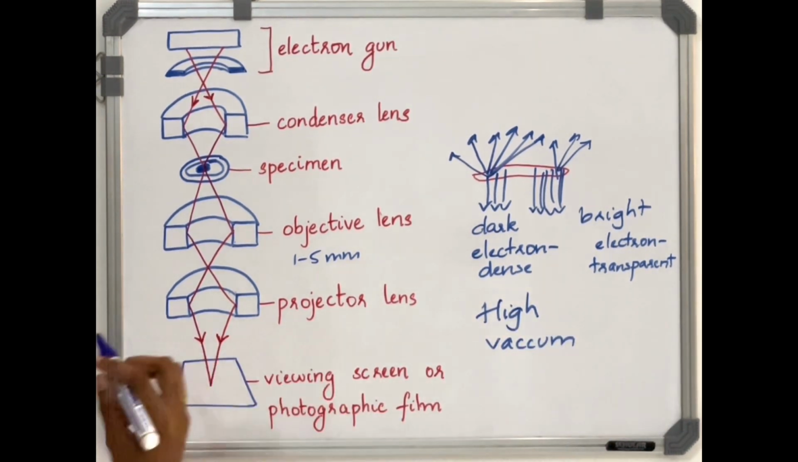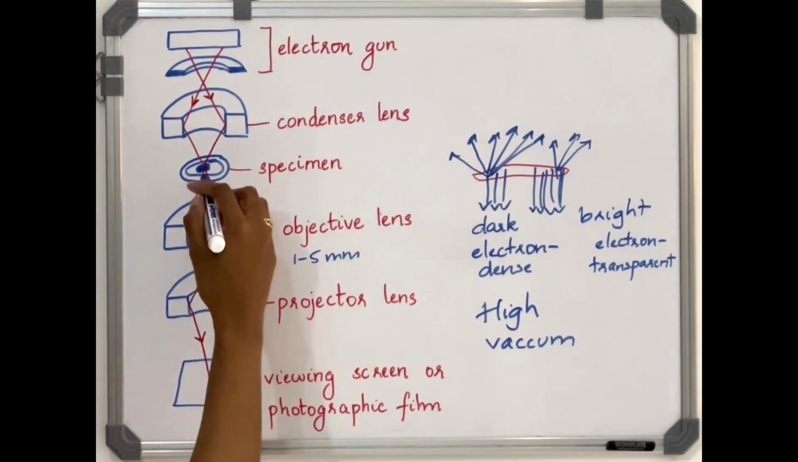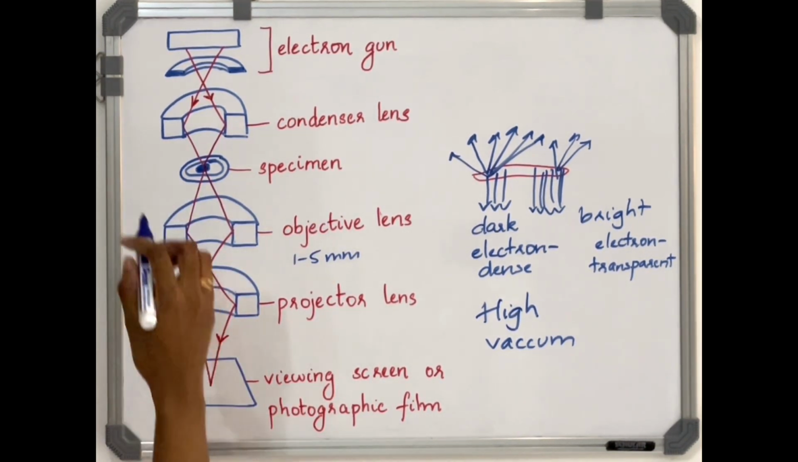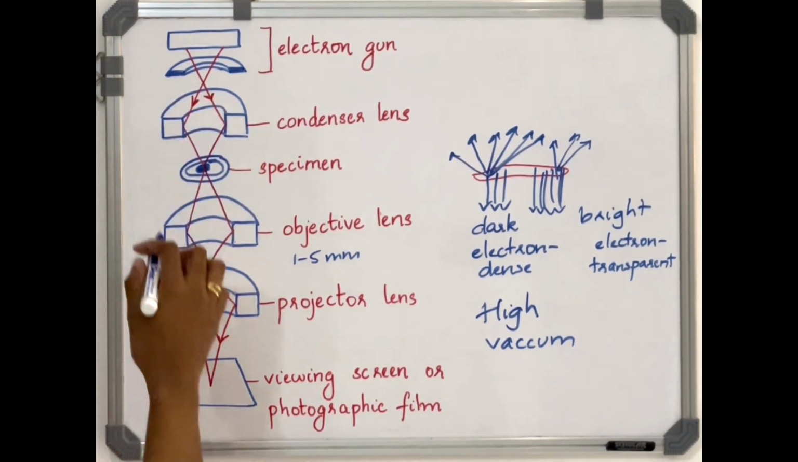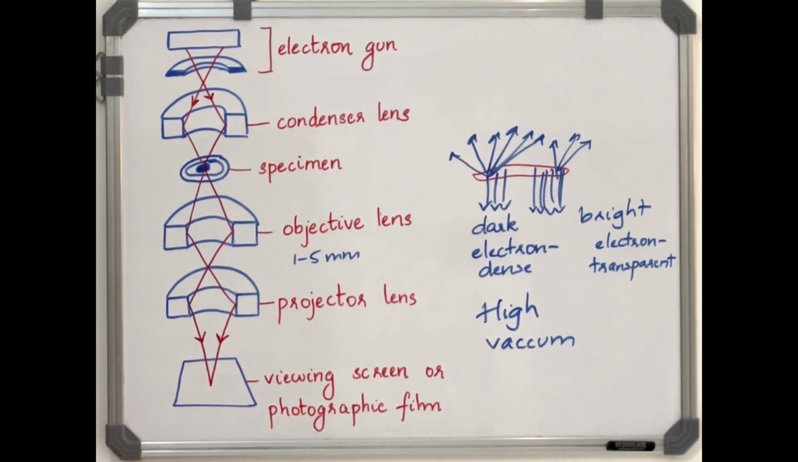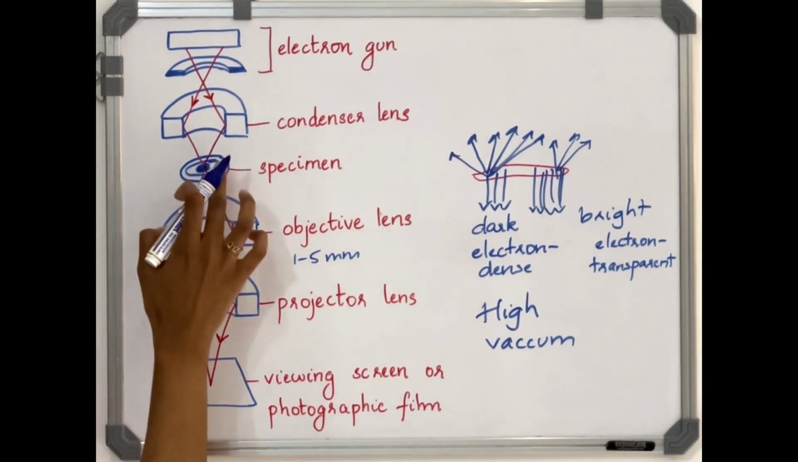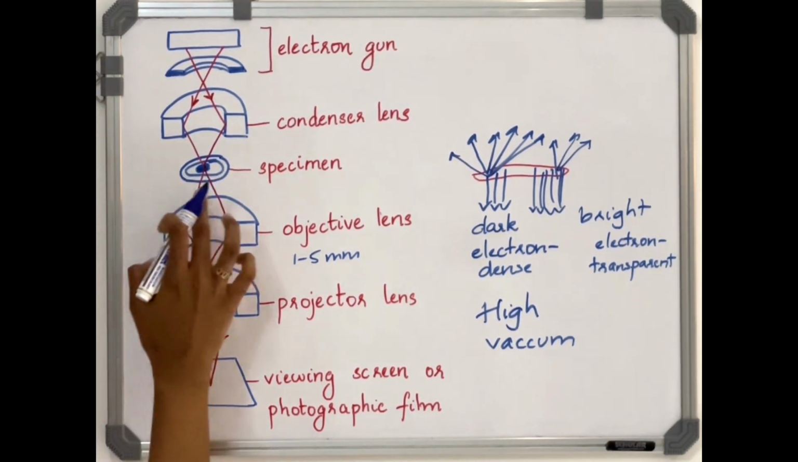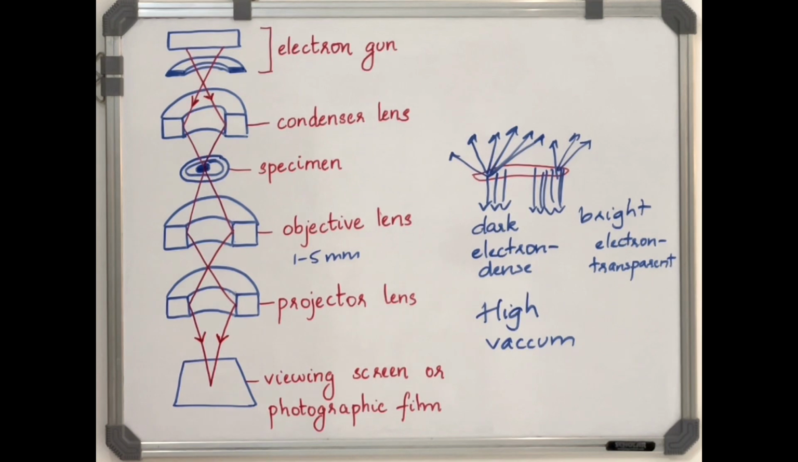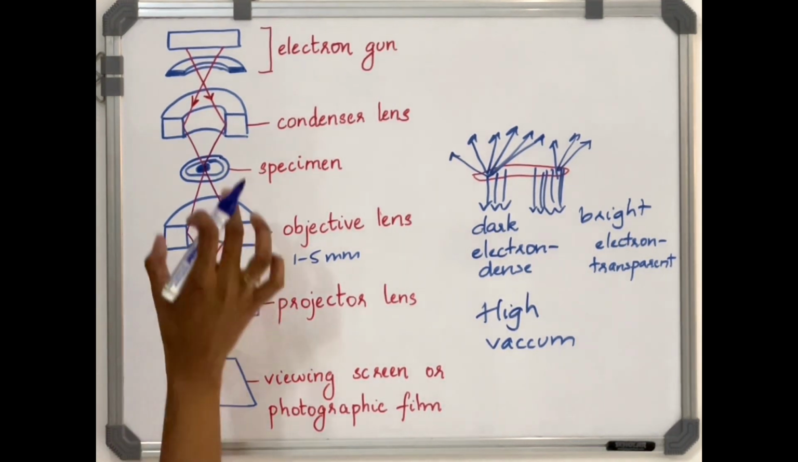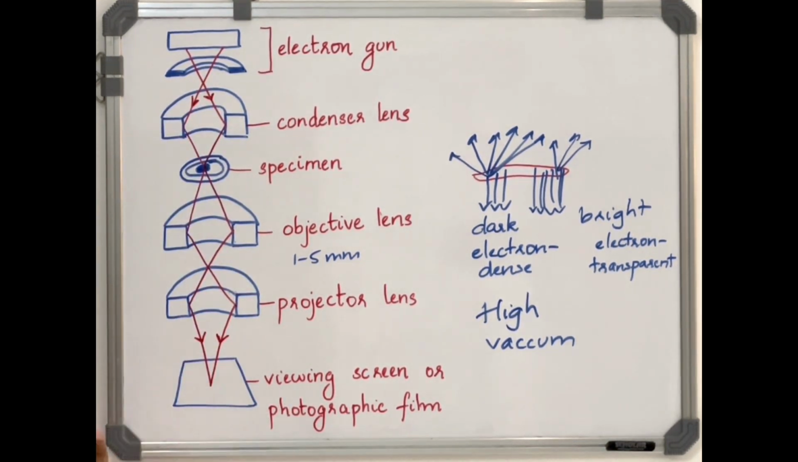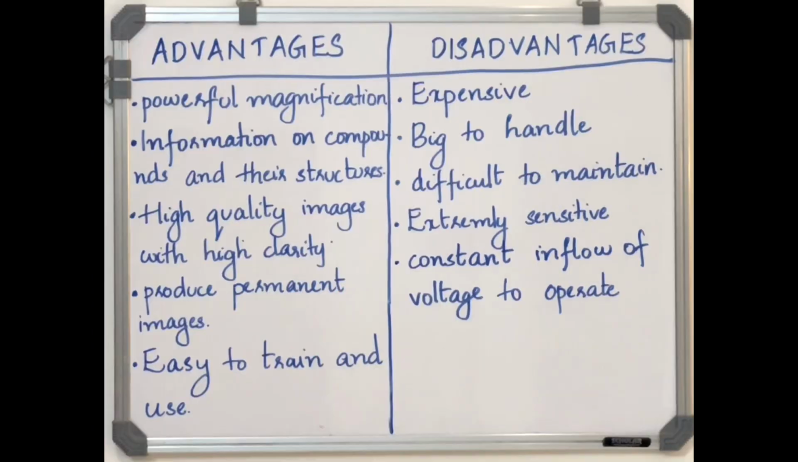That is because the electrons can collide with air molecules and get deflected. So the lenses and specimen are placed in high vacuum in order to get a clear image. We also use a very thin specimen so that we can accurately and clearly visualize the image. The image that is formed is called a monochromatic image, which is grayish or black and white. So this is the working principle of the transmission electron microscope.